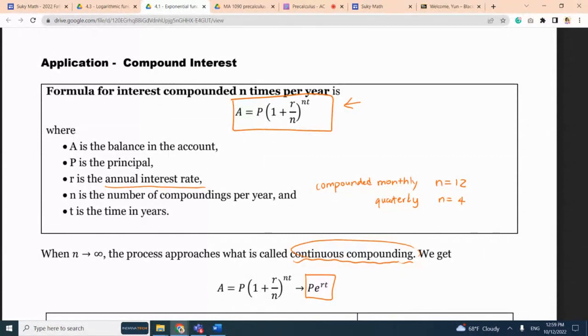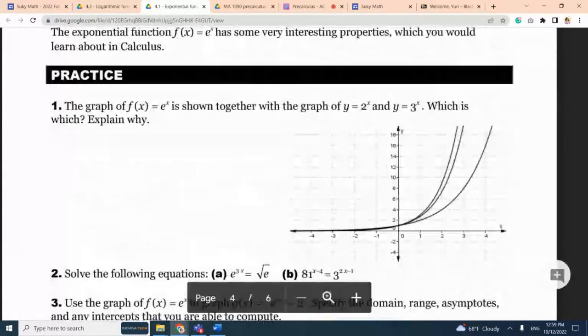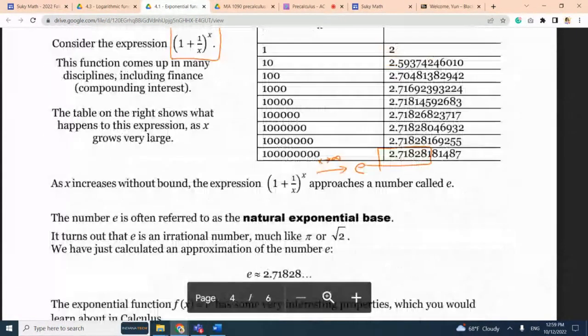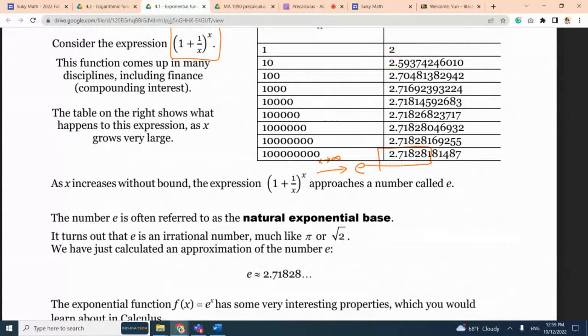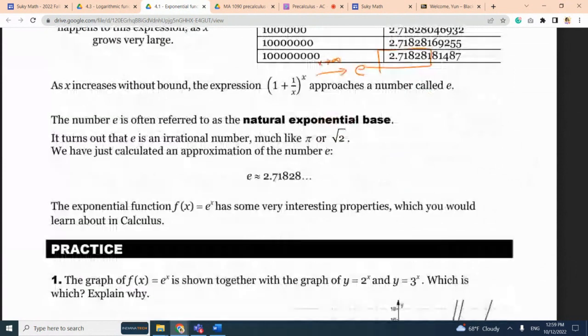Remember E? Okay. So according to how do we get the E? 1 plus 1 over x. As x goes to infinity, this expression goes to E. Right, everybody? This is how we define the E.